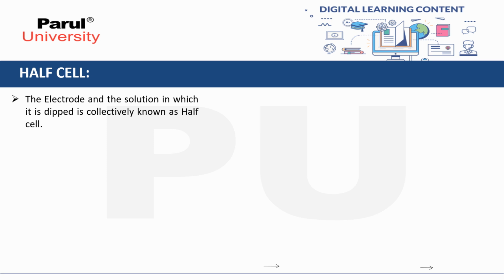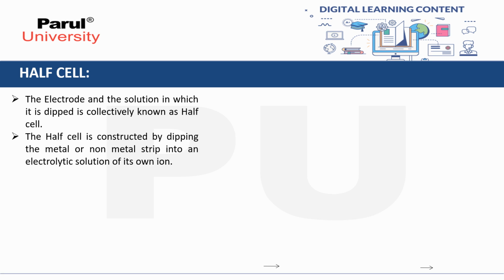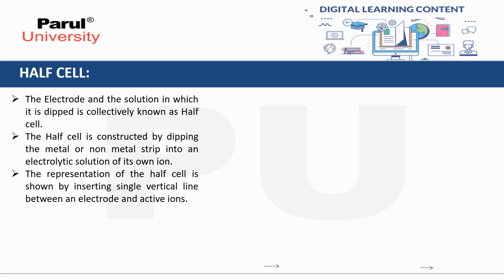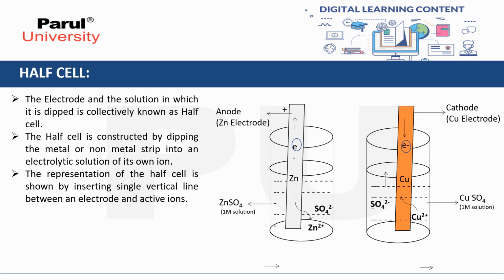Based on the electrode dipped in the solution, half cell. What is half cell? The electrode and the solution in which it is dipped is collectively known as half cell. The half cell is constructed by dipping the metal or non-metal strip into an electrolytic solution of its own ion. The representation of the half cell is shown by inserting a single vertical line between an electrode and active ion.